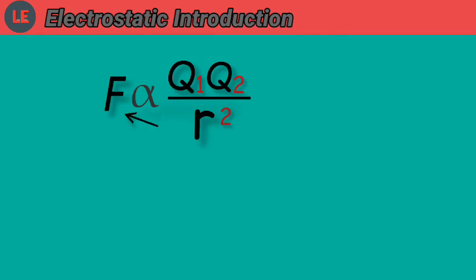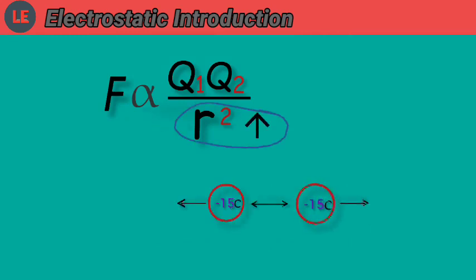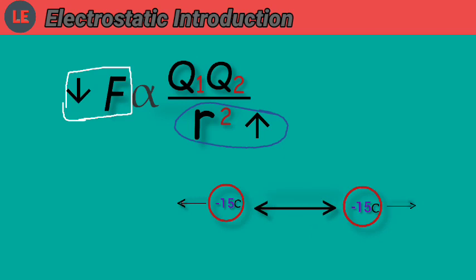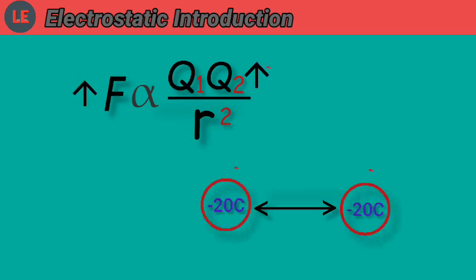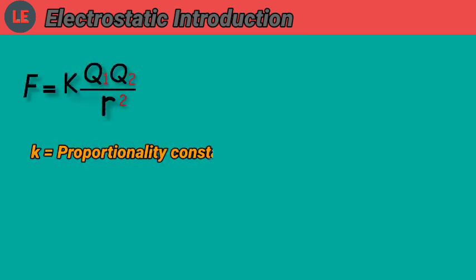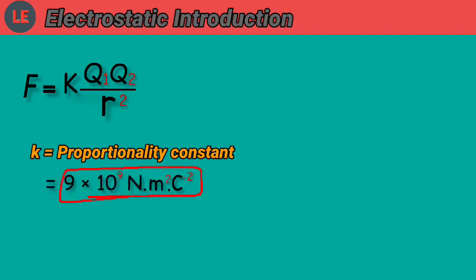For the force inversely proportional to distance, it means that when you increase distance, the force decreases. But for the force directly proportional to the product of charges, it means that when you increase charges the force also increases. The equation for Coulomb's law is completely written like this, where this k is a proportionality constant which is equal to this number with its units.